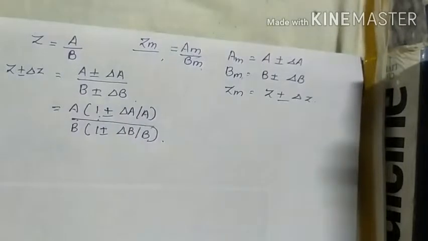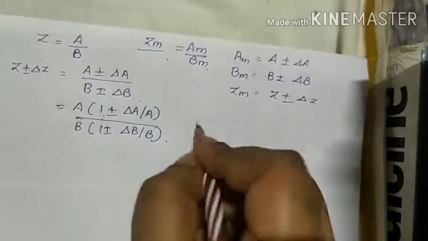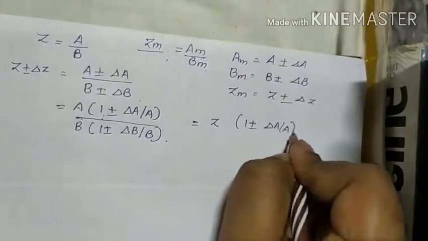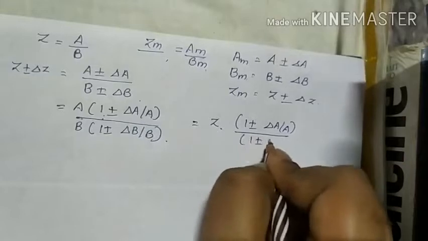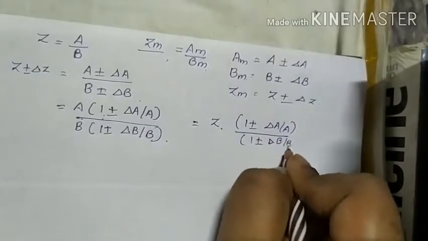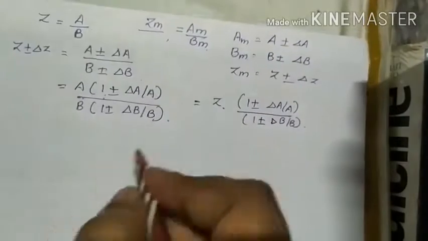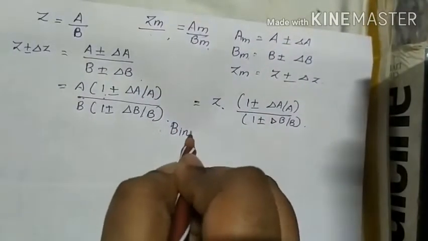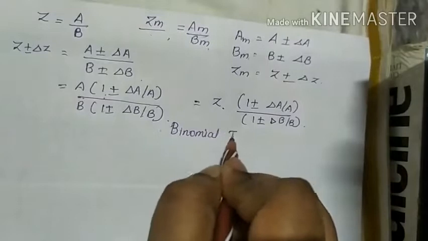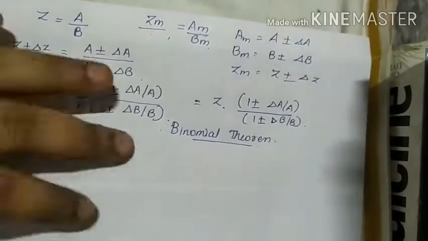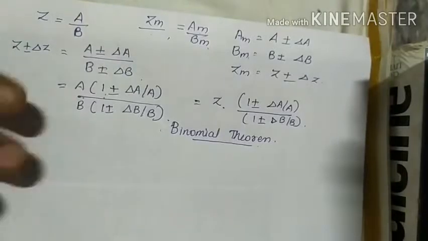Clear? Right. Now what is A by B? You just wrote it as true value Z. So I will write this as Z into 1 plus or minus delta A by A, whole divided by 1 plus or minus delta B by B. Right. Now you have to understand there is a section which you will learn in maths known as the binomial theorem. This is not a section where I will teach what the binomial theorem is, guys, which you will learn in the 11th, in maths.